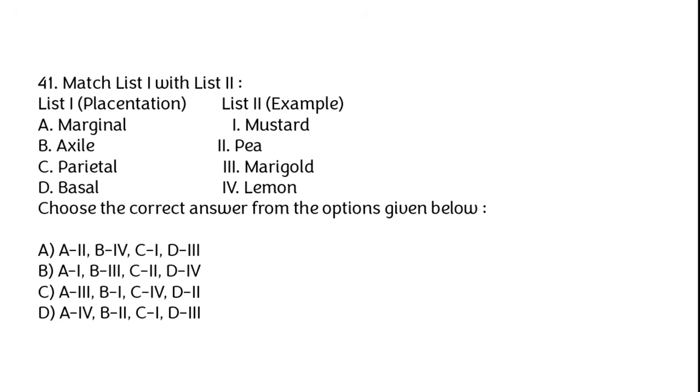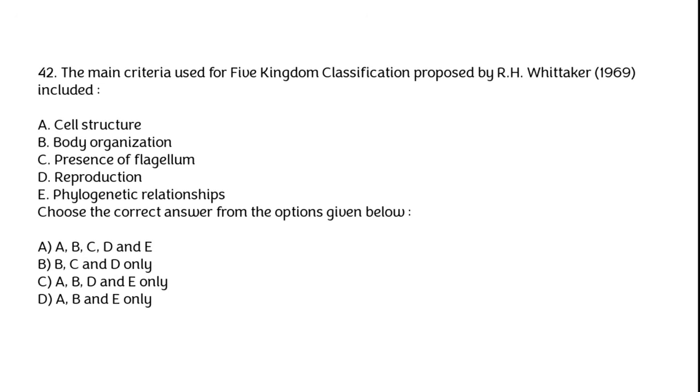Match list 1 with list 2. Correct answer is A. The main criteria used for 5-kingdom classification proposed by R. H. Whittaker, 1969, included: Correct answer is A, B, D and E only.